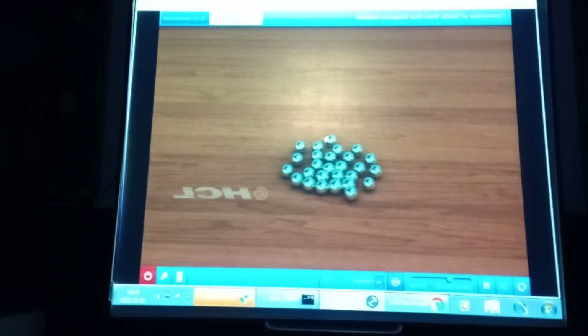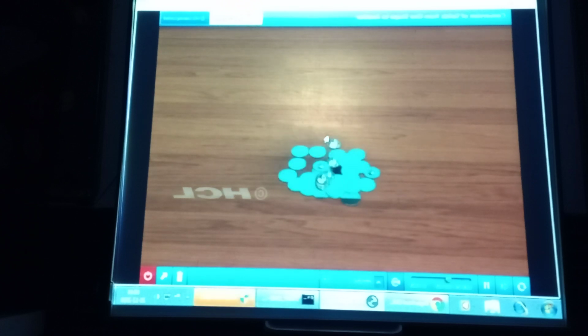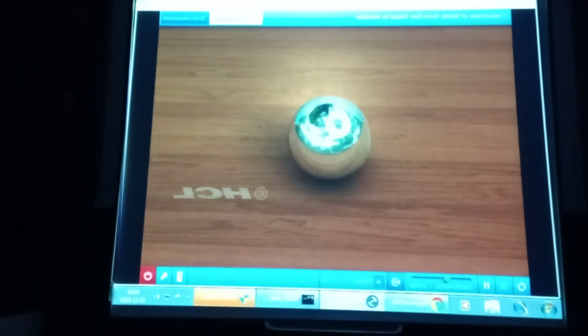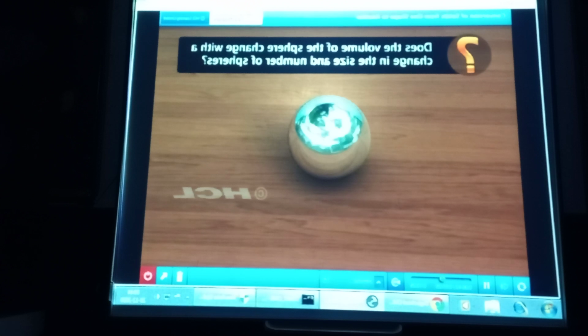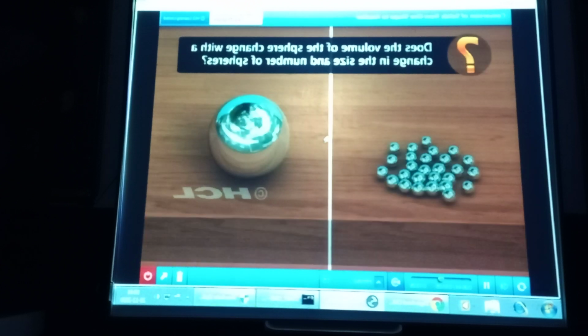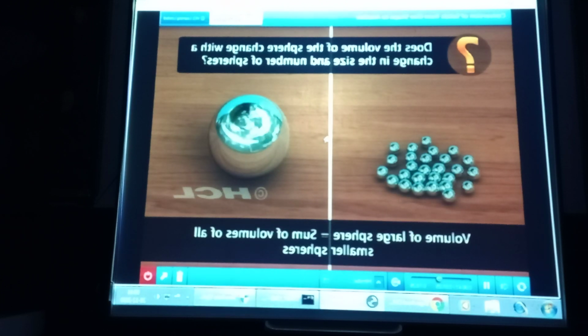Now look at this. The small metallic spheres are melted and a large sphere is formed. Here, the shape does not change, but the size and number of spheres change. So does the volume change too? If all of the small spheres are used to make the larger sphere and none of them is wasted, then the volume of the large sphere equals the sum of the volumes of the smaller spheres.